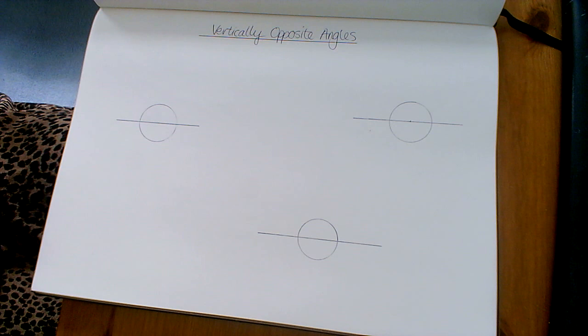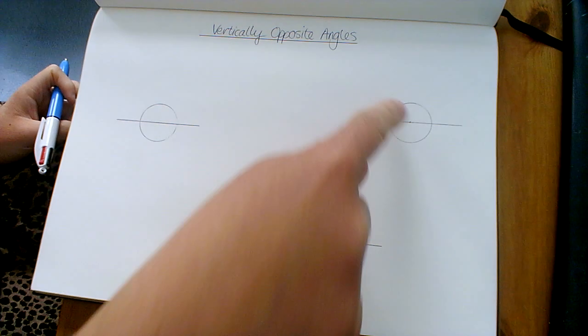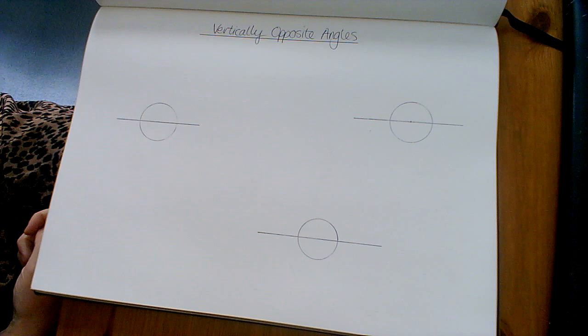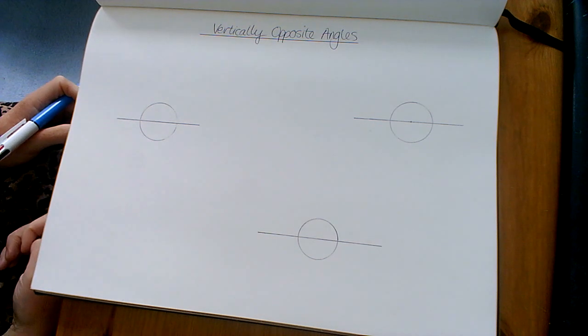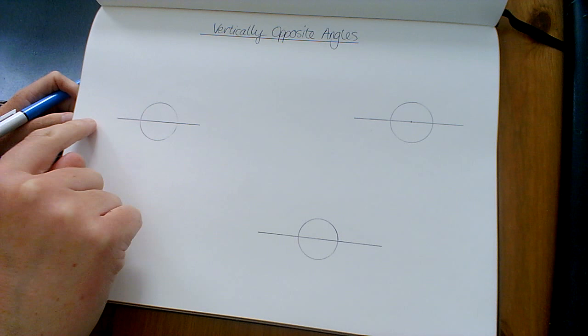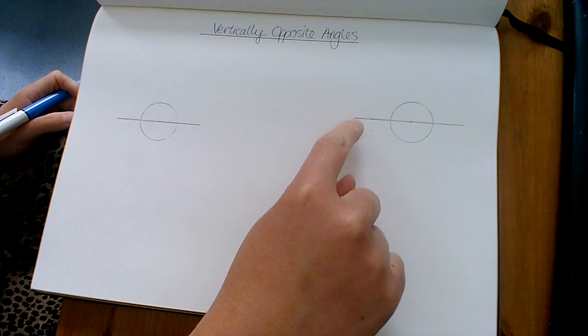So you can see here that I have drawn myself 3 circles, and I've got a line intersecting those circles. So the word intersecting just means to cut across, to cut through, and that's what they're doing. They're going exactly halfway through my circles.